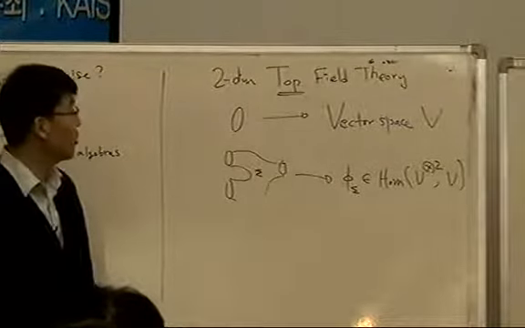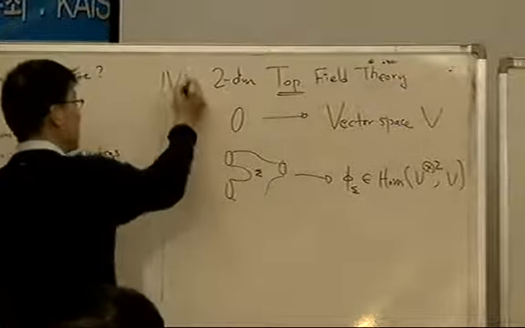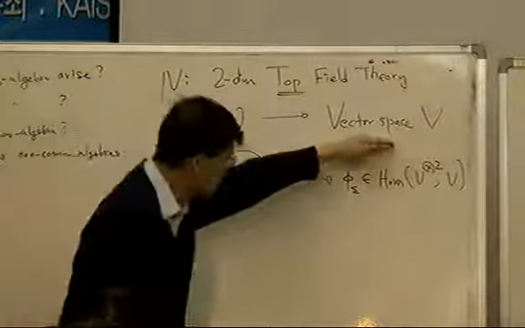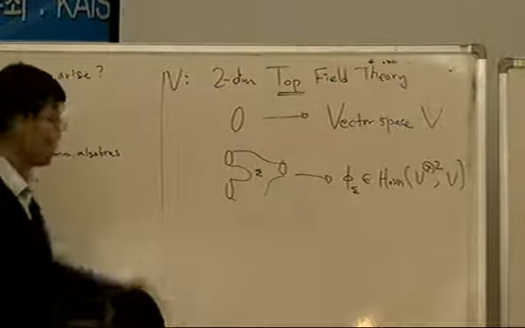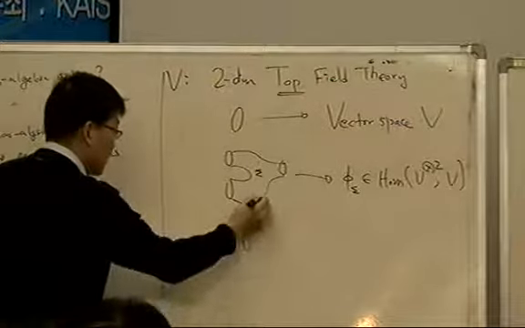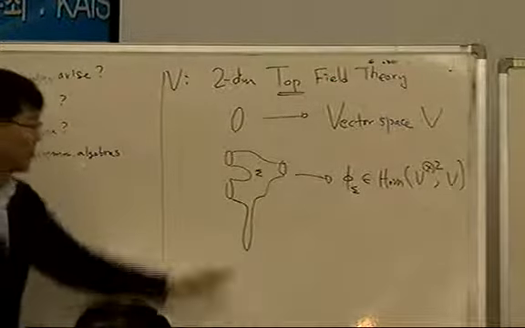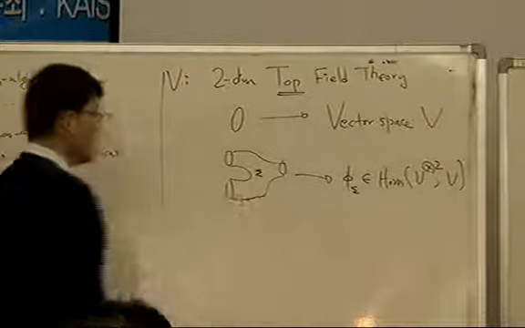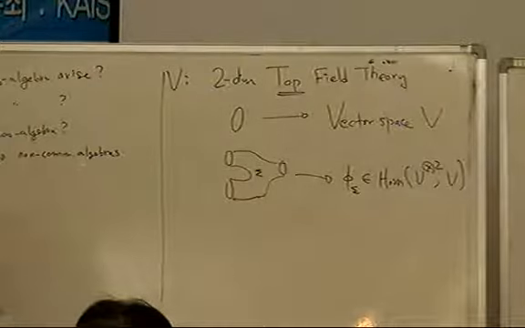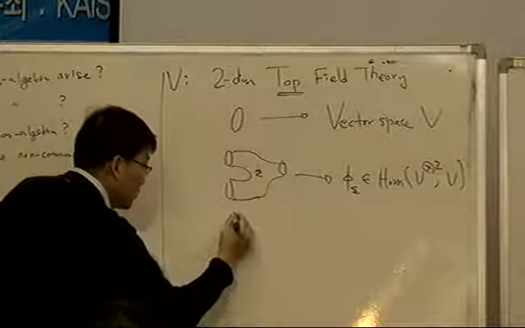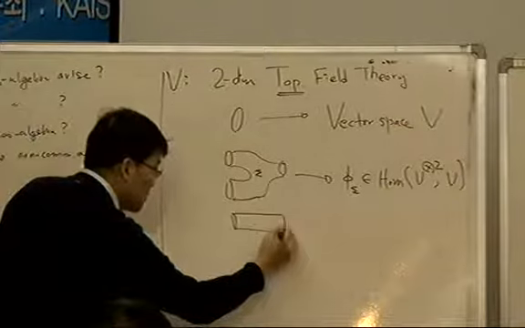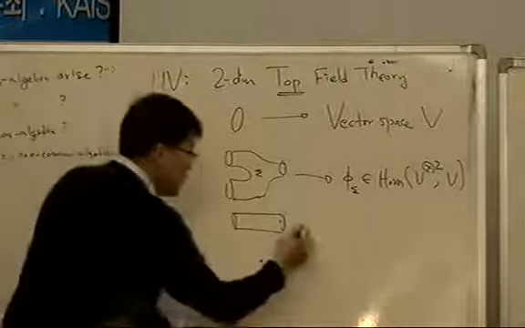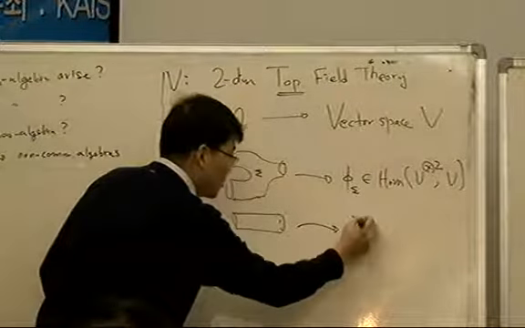So we say V is a two-dimensional topological field theory if we have this kind of vector space and morphisms and so on. For example, if you have a surface like this, it should still give the same homomorphism because it's topologically the same. And then there is this obvious surface, which has one input and one output, and we require that this goes to the identity morphism.